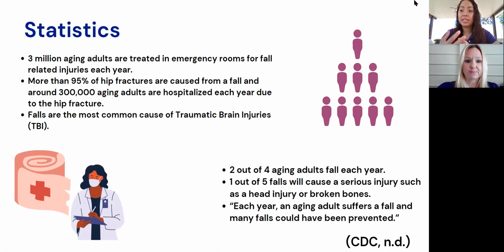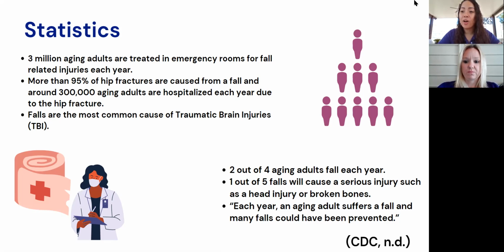Okay, so here are some statistics to go over as far as falls. About 3 million aging adults are treated in emergency rooms for fall-related injuries each year. More than 95% of hip fractures are caused by a fall, and around 300,000 aging adults are hospitalized each year due to hip fractures, which is a very common cause of falls. Falls are the most common cause of traumatic brain injuries as well.